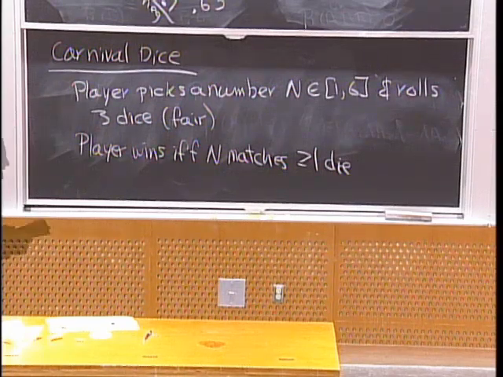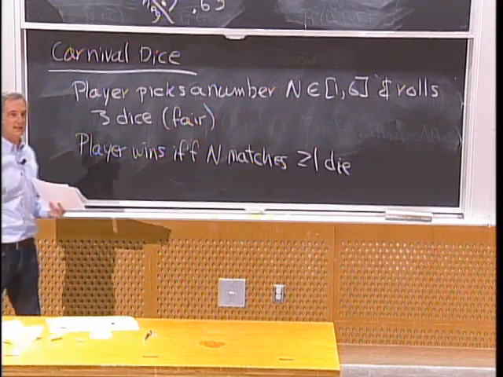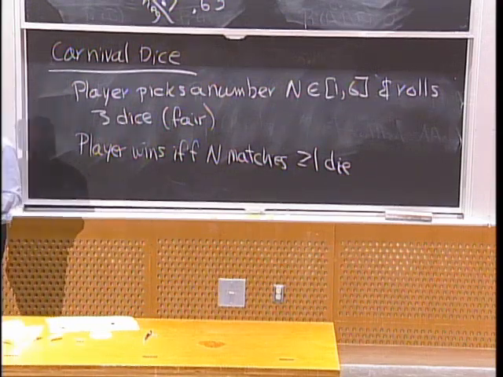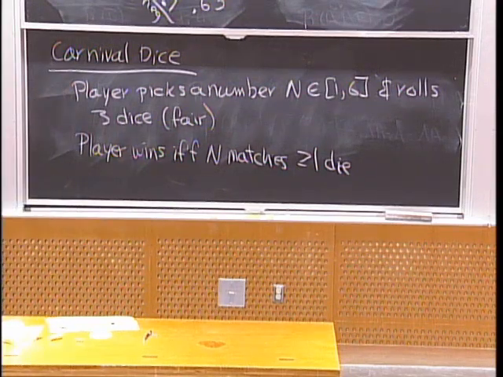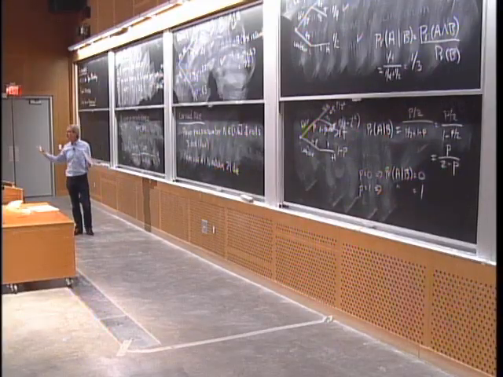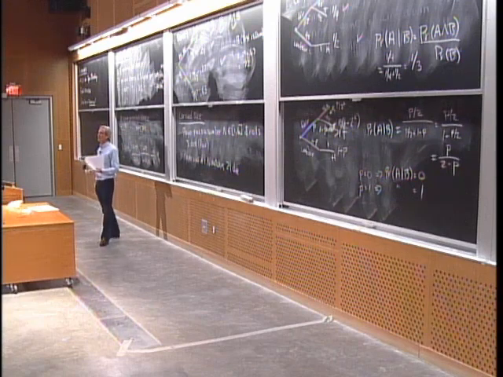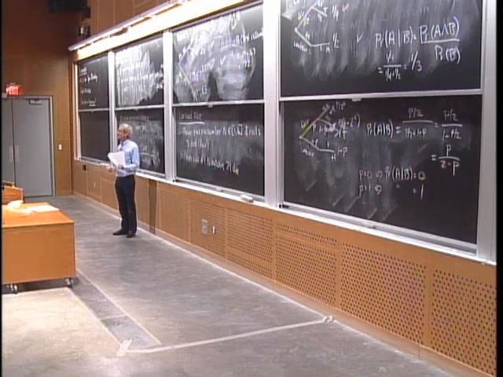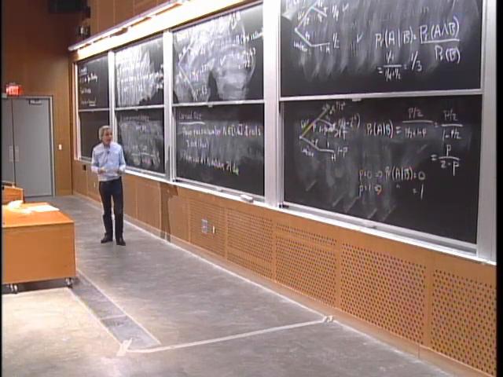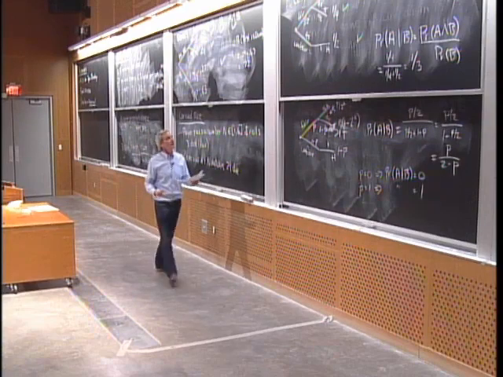Now, you got 3 dice, each of which has a 1 in 6 chance of coming up a winner for you. So how many people think this is a fair game? You got a 50-50 chance of winning. 3 dice, each 1/6 chance of winning. Anybody think it's not a fair game? All right, a bunch of you. How many people think it is a fair game? 50-50. A few.